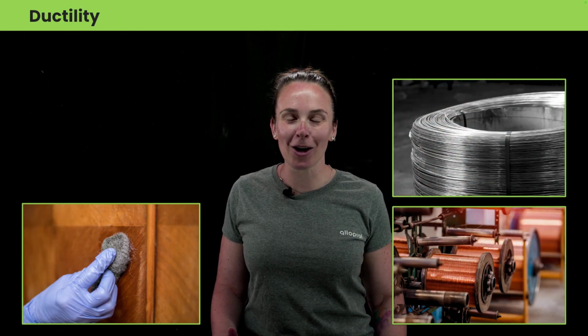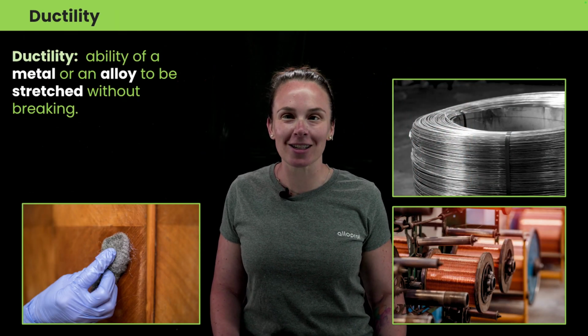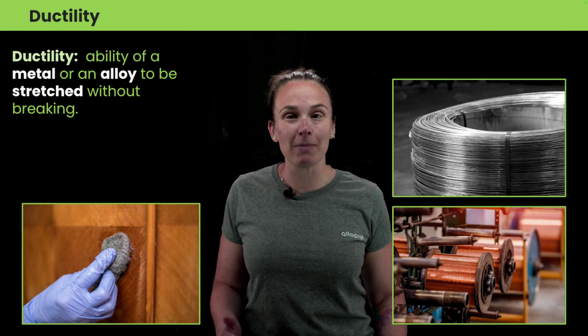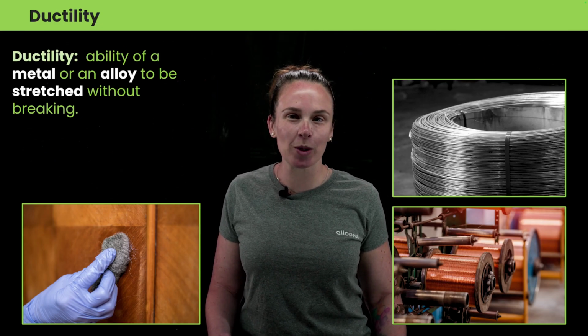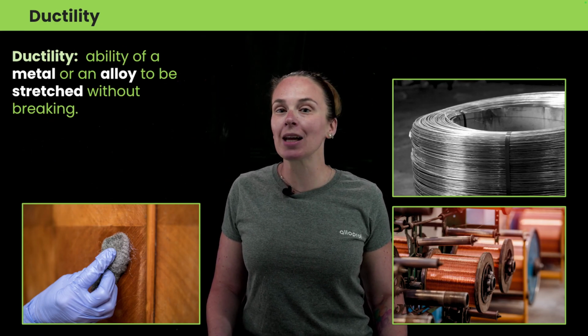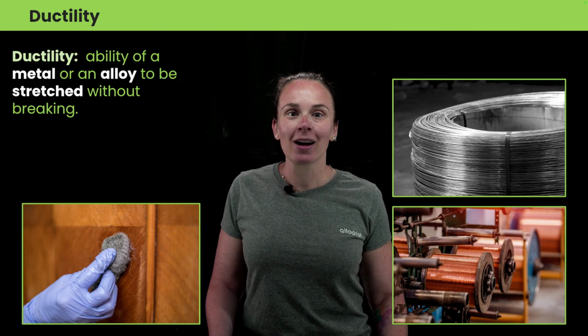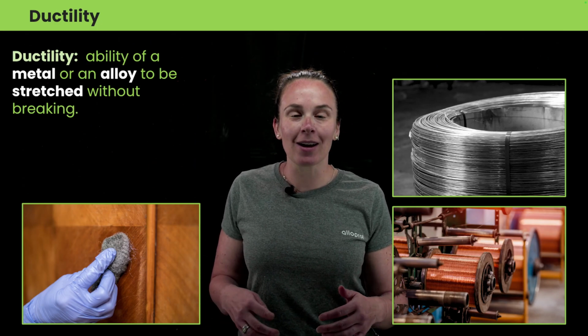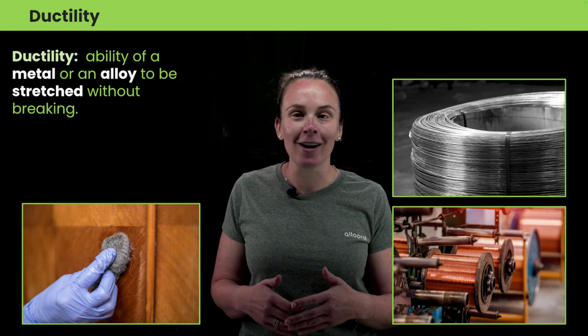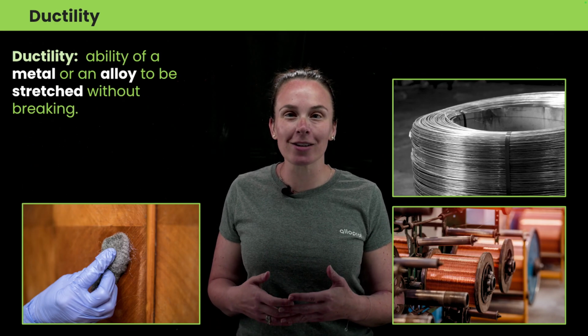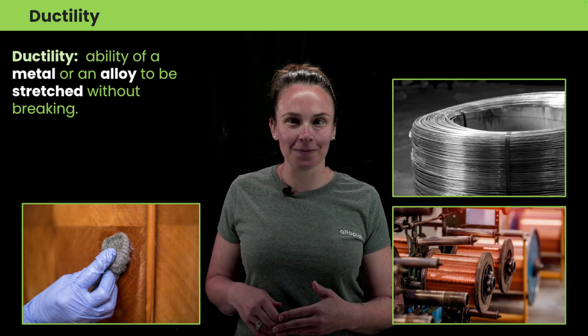And finally, our last property, which is ductility. And that is the ability of a metal or an alloy to be stretched without breaking. So metals like copper and aluminum, they can be stretched into certain electrical wire, steel wool. So they are considered to be extremely ductile.